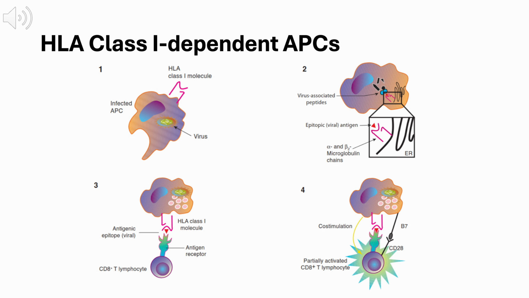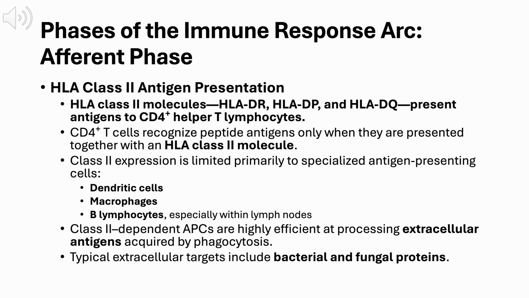This is why class 1 is often described as a window into the cell's interior. It lets the immune system audit what a cell is manufacturing, without the cell having to be a professional immune cell at all. Contrast this in your mind with the class 2 pathway we're about to see, which handles antigens taken up from outside the cell. The distinction of inside versus outside is the single most useful way to keep the two classes straight.